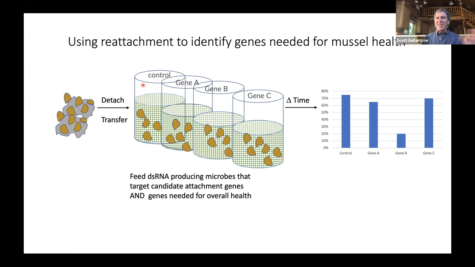We put our mussels in, do the attachment assay. And then this is just a hypothetical result over on the right. If gene A and gene C give similar reattachment to the control, we kind of pass on those. And we get excited about gene B, because it's showing reduced reattachment. So that implies it's less healthy, just like the copper sulfate treatment was causing.